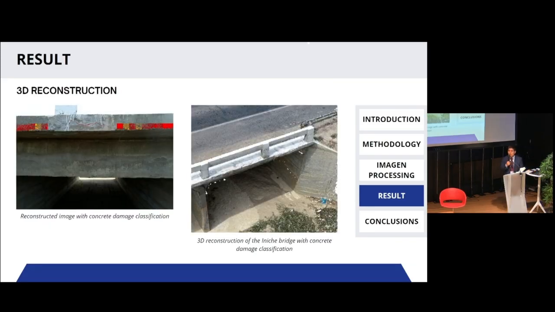And you can see the result of a bridge with the image classification. Also you can see that we have rectangle forms because we need to resize or cut the image. But the problem is when you cut the image, you lose the metadata of the image. So we need to reconstruct every part of the pixels and then bring the metadata to this new reconstructed image. And finally, with software, any software that uses photogrammetry, you can reconstruct the bridge. Finally, you can get the 3D reconstruction of a bridge with concrete damage classification.